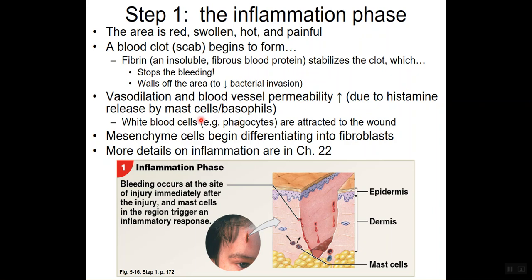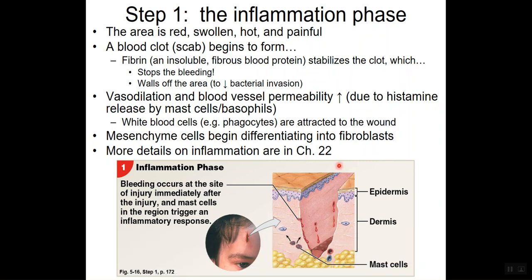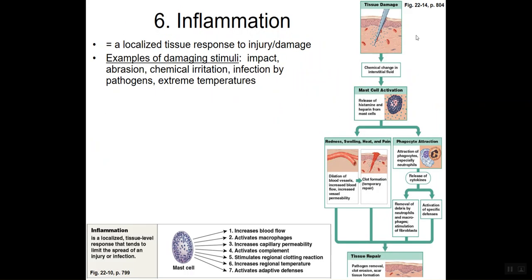So you've got all sorts of white blood cells coming to the area, and we're already starting the repair process. So these are the things we talked about with inflammation back in the fall, and you can see that more details were going to come when we got to chapter 22, and here we are. So nothing really brand new.